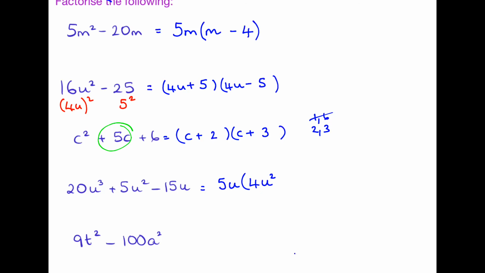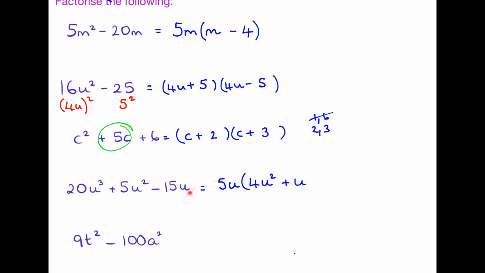Then the next term, 5u times this has to give us 5u squared. So 5 times 1 is going to give us 5. So remember, when it's a 1, we don't need to write the 1. And then u times u is going to give us u squared, so all we've got there is plus u. And remember, you can just multiply out to check. So 5u times u is 5u squared.